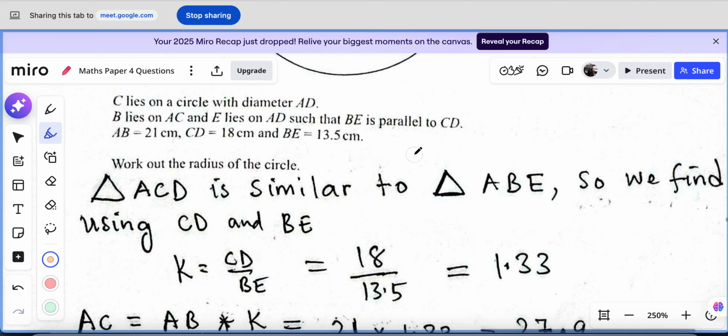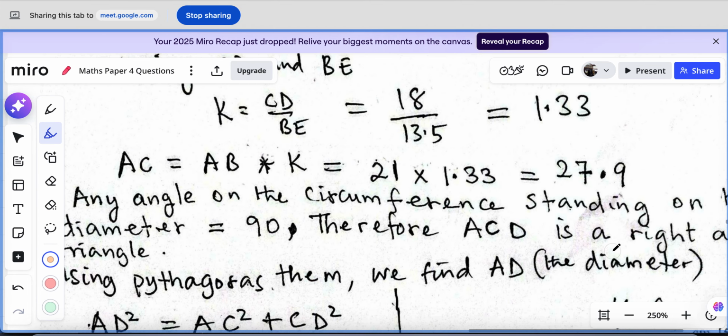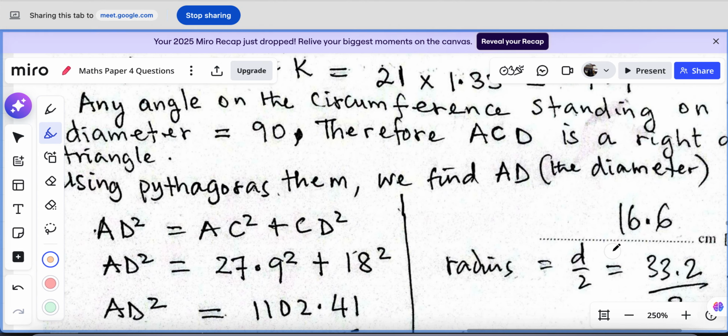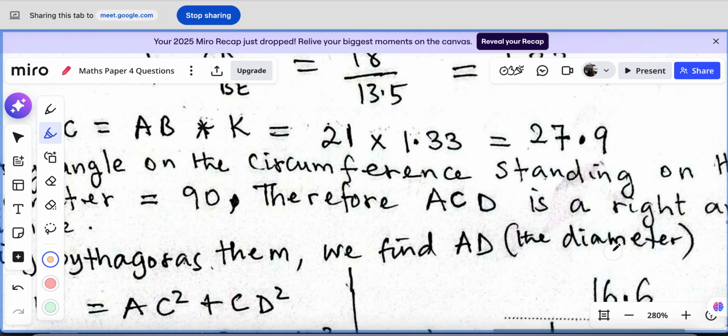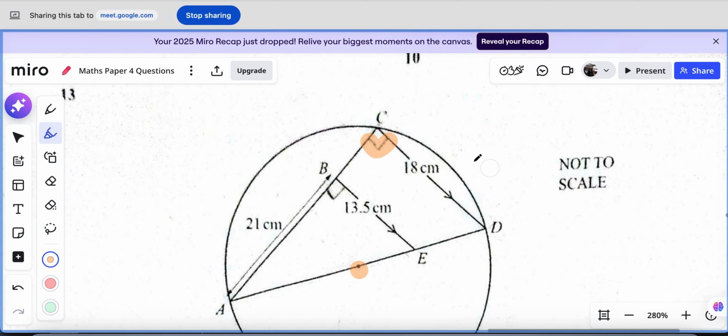So let's take a look at that. We say AC, which is that whole length, is equal to AB times K, 21 times 1.33. That gives us 27.9. Now that we know this place is 27.9, the whole of AC is 27.9.